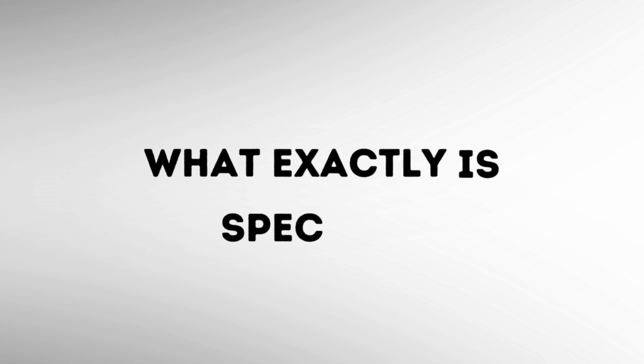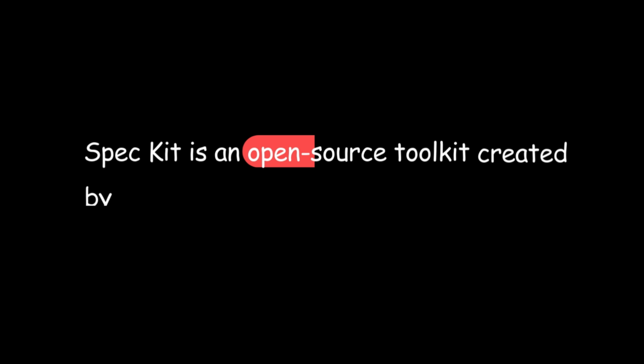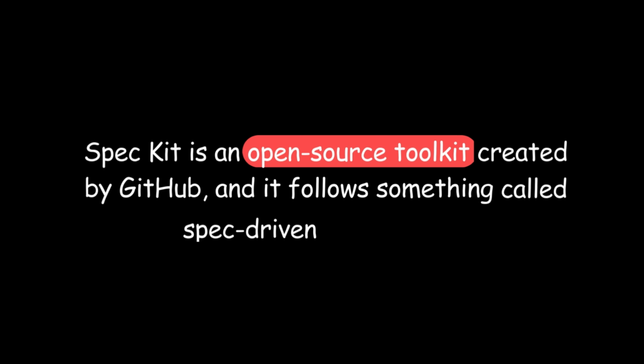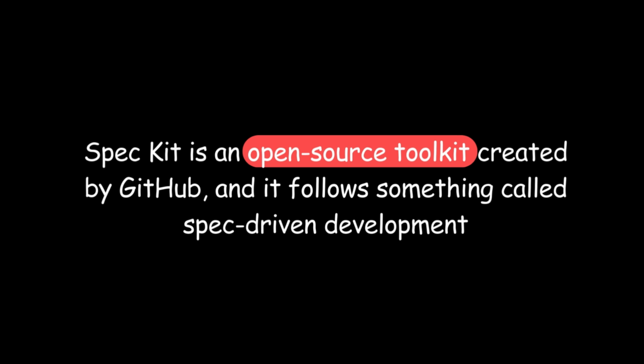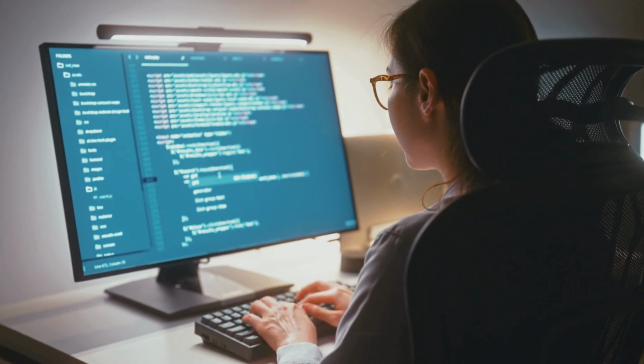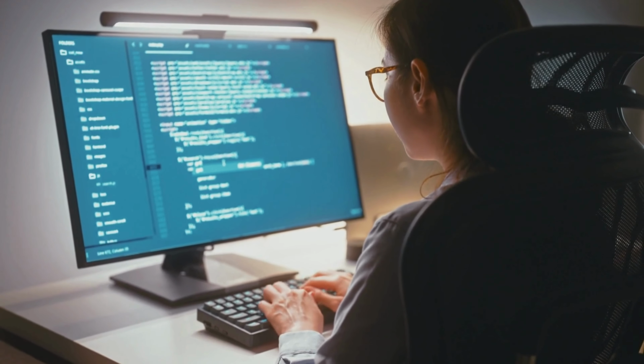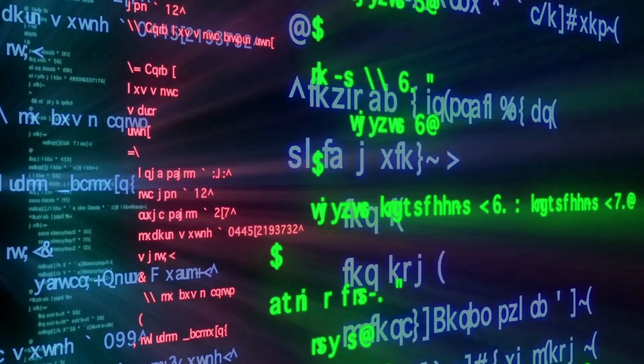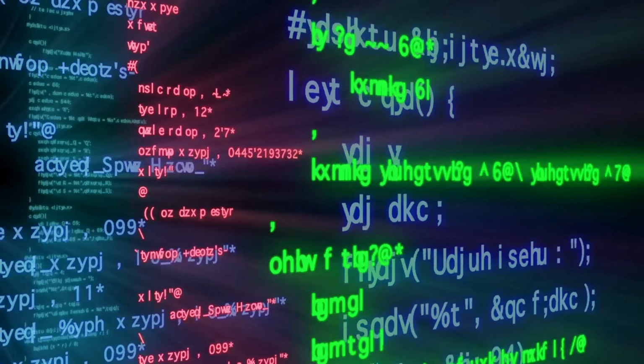So now let's talk about what exactly is Spec Kit. Spec Kit is an open source toolkit created by GitHub, and it follows something called spec-driven development. Now that might sound technical, but here is the easy way to understand it. Normally, when we code with AI tools like GitHub Copilot, Claude Code, or Gemini CLI, we just type in prompts and hope the AI generates the right code, right? Sometimes it works, but sometimes it gets confusing because the AI doesn't fully understand what we want.